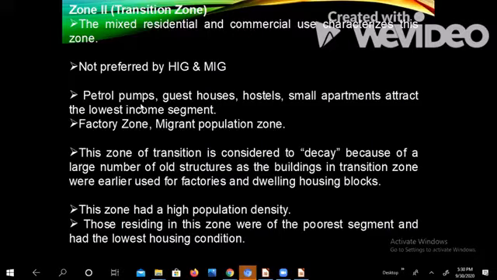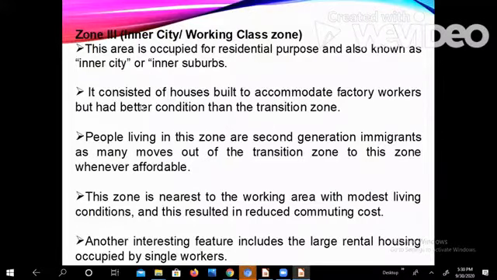So you can see a very high crime rate, because this is the area where people will be moving in and moving out. So you will find a very high crime rate in this zone.